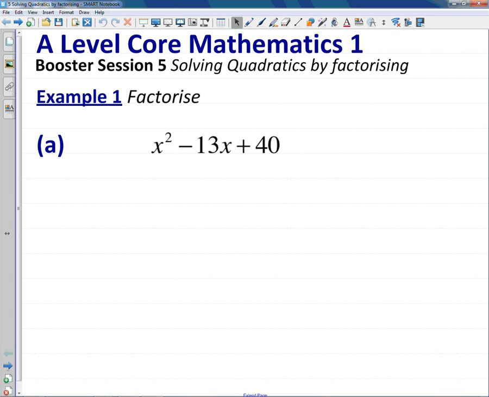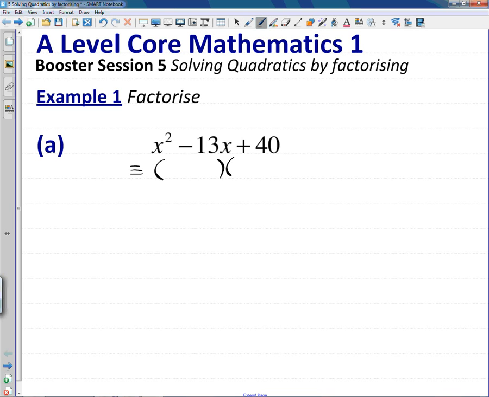We're not actually going to solve equations in example 1. It's worth noting that actually all quadratics do factorise. It's just a question of whether they factorise over the integers or not. So let's give this one a go.